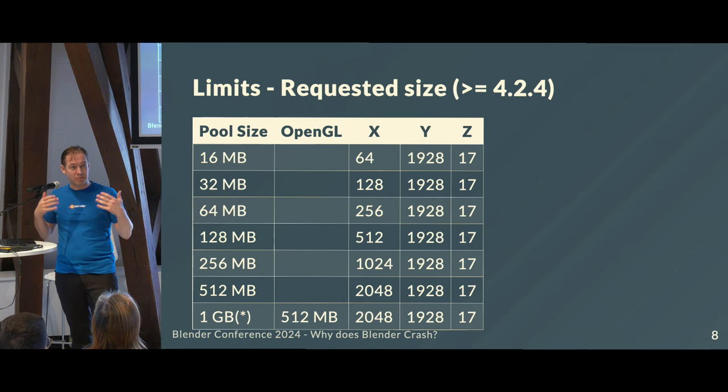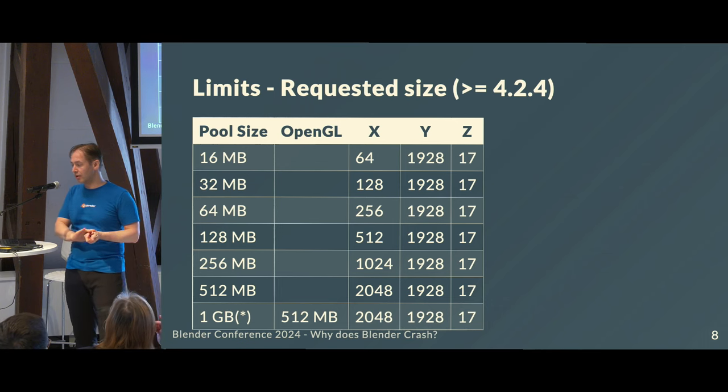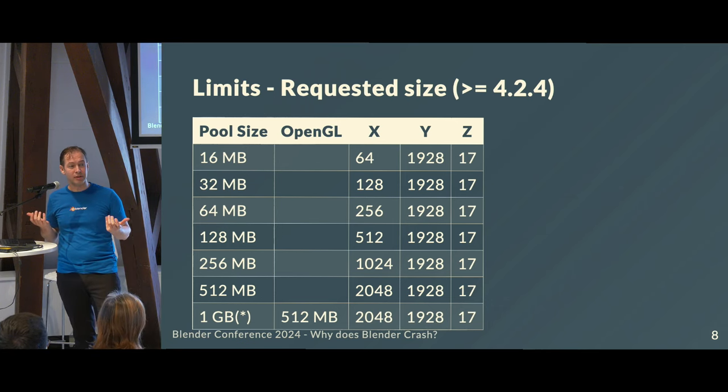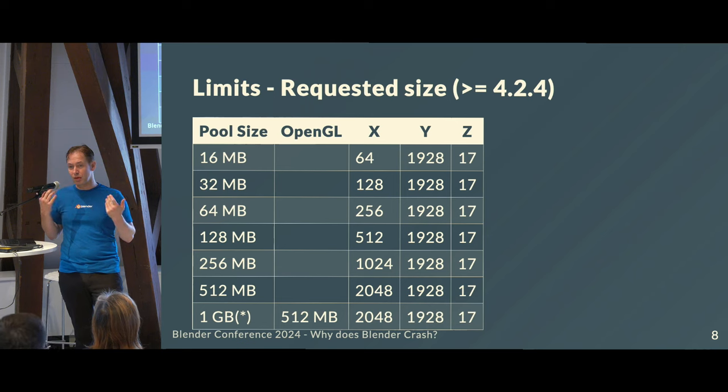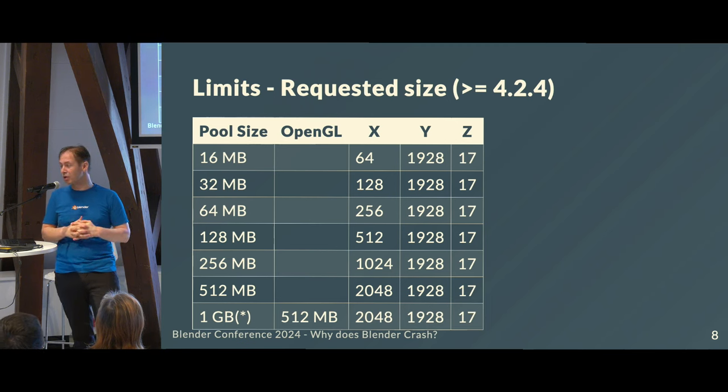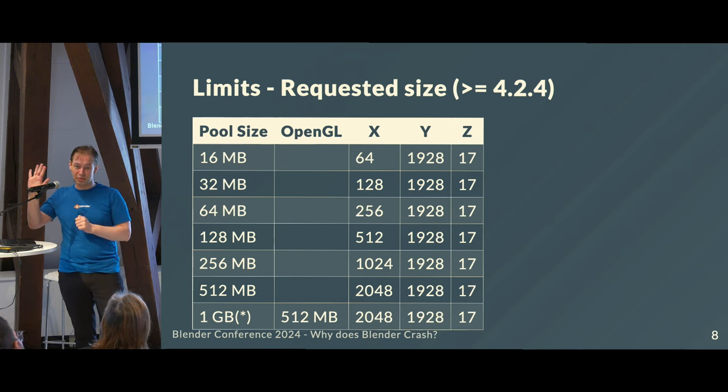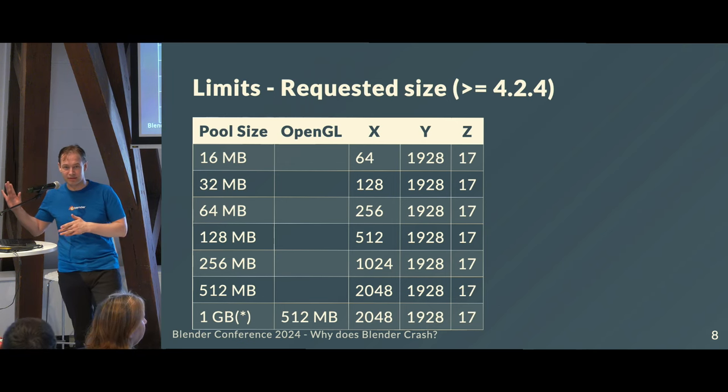We fix that by making sure that the 3D texture will fit inside the memory limits. But in certain cases, yeah, we cannot support all the limits. So in certain cases, when you select one gigabyte of pool size, it will go back to 512 and show you a message: you've selected this, but I'm doing this.